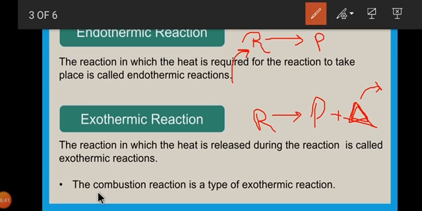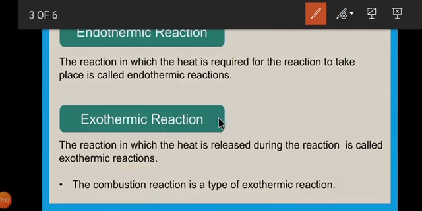And one more important point: combustion reaction is what? Combustion reaction is a type of exothermic reaction. So if anybody asks what type of reaction a combustion reaction is, it is actually a kind of exothermic reaction. That means heat and light are produced, heat is released. Examples are coal, petroleum, firewood, natural gas. In all these cases, when we start burning those products, heat and light are released. So these are combustion reactions and exothermic reactions, you can say.